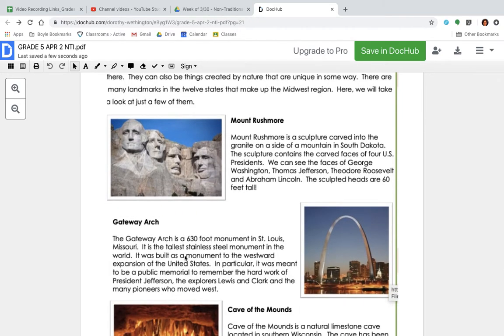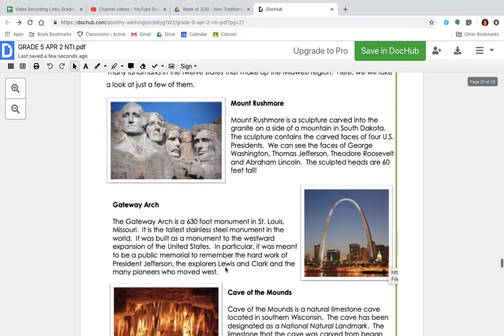In this picture is the Gateway Arch. The Gateway Arch is a 630-foot monument in St. Louis, Missouri. It is the tallest stainless steel monument in the world. It was built as a monument to the westward expansion of the United States. In particular, it was meant to be a public memorial to remember the hard work of President Jefferson, the explorers Lewis and Clark, and the many pioneers who moved west.